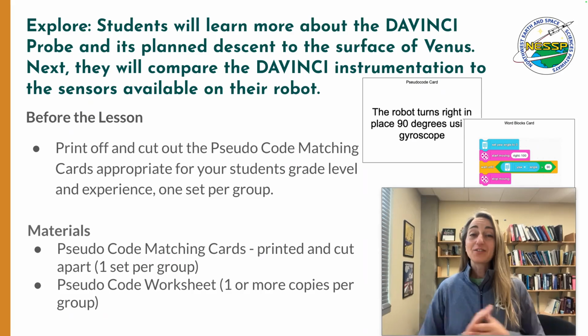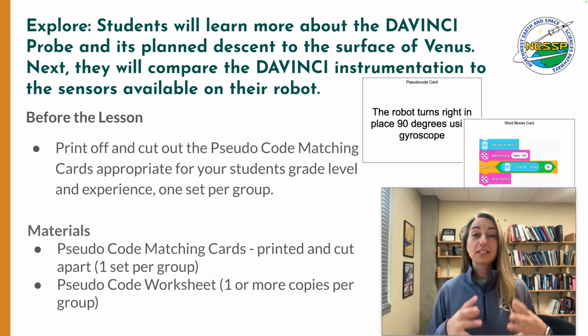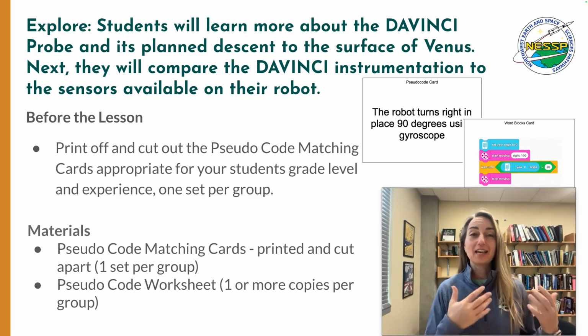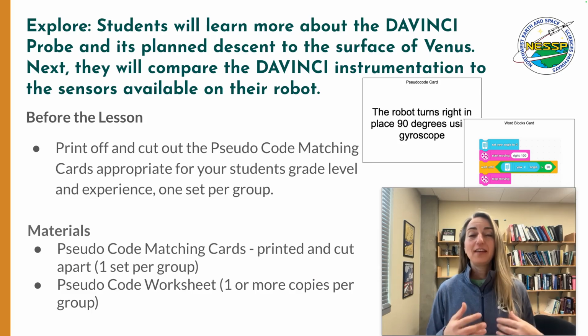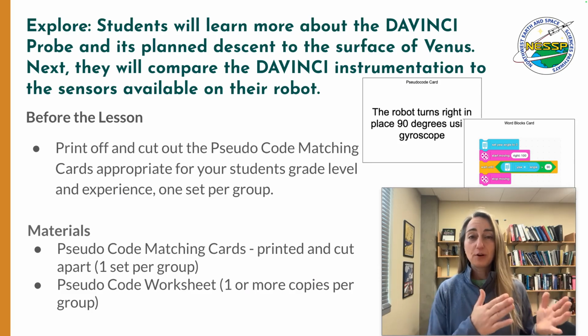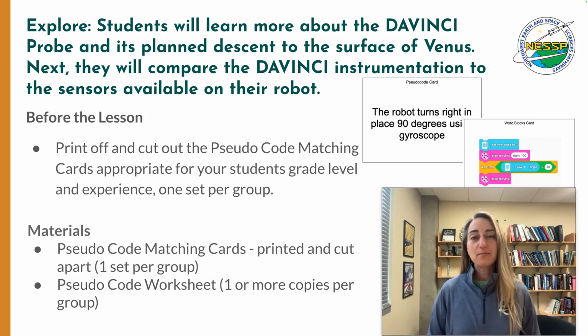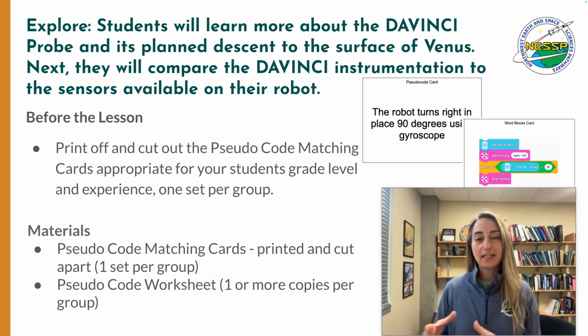After that, students are going to begin by learning more specifically about NASA's upcoming mission to Venus called the Da Vinci mission. They are going to learn about the Da Vinci probe, which is going to travel through Venus's atmosphere and down to the surface. And then they'll compare the instruments on Da Vinci's probe to the sensors available to them in their robot kits.